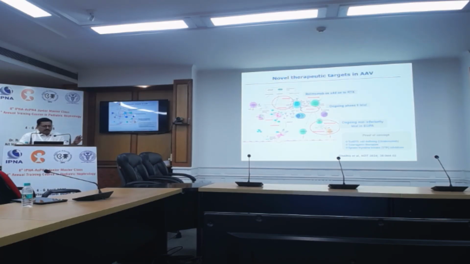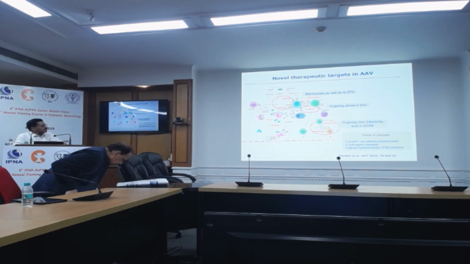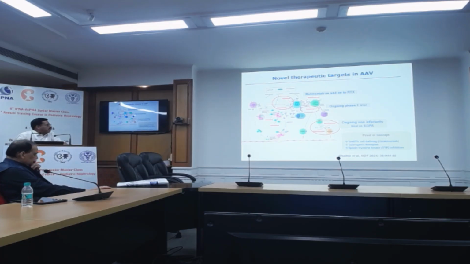Now, there are various new therapeutic targets, which you could see from the pathogenesis of ANCA vasculitis in this diagram, where people are now trying a combination of belimumab with rituximab. Obinutuzumab has also been tried. There is an ongoing trial with abatacept, and similarly there are trials with monoclonal antibodies in EGPA.